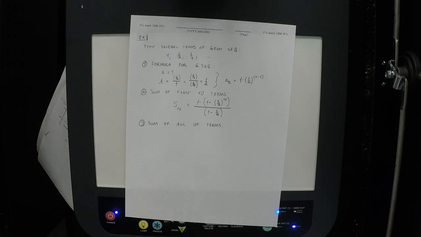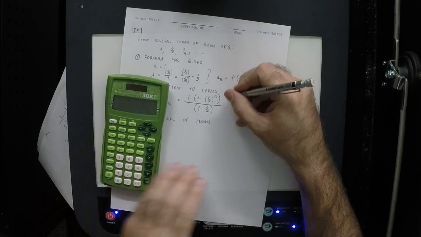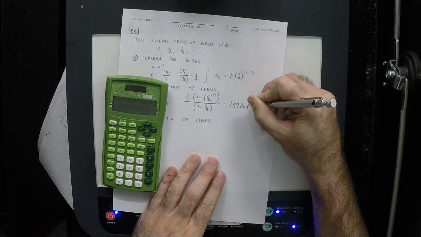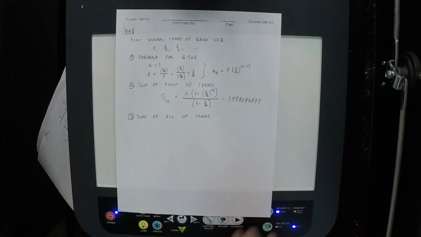Okay, then that's a calculator issue. So my calculator is reporting the number 1.998046875. Okay, now. So part one and part two were just like the previous exercise. Part three adds a new twist. What is it that you suppose that I'm asking you to do?